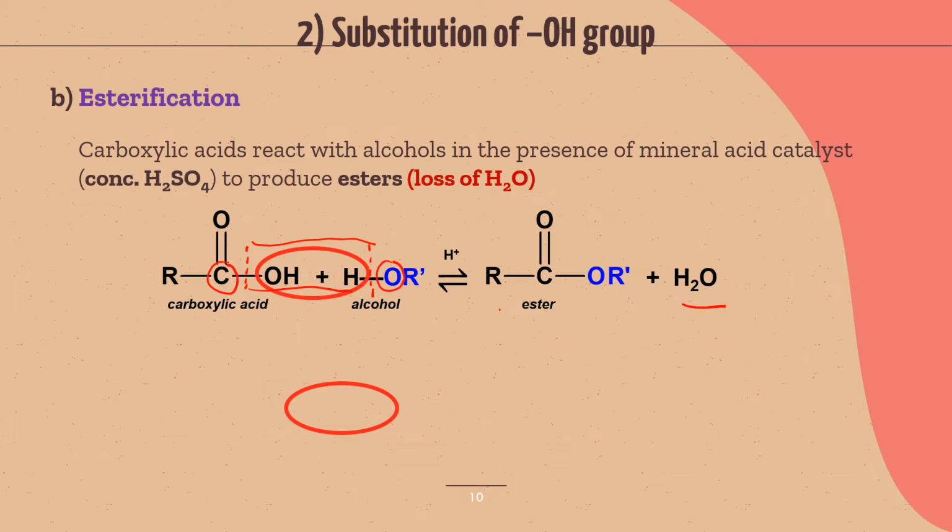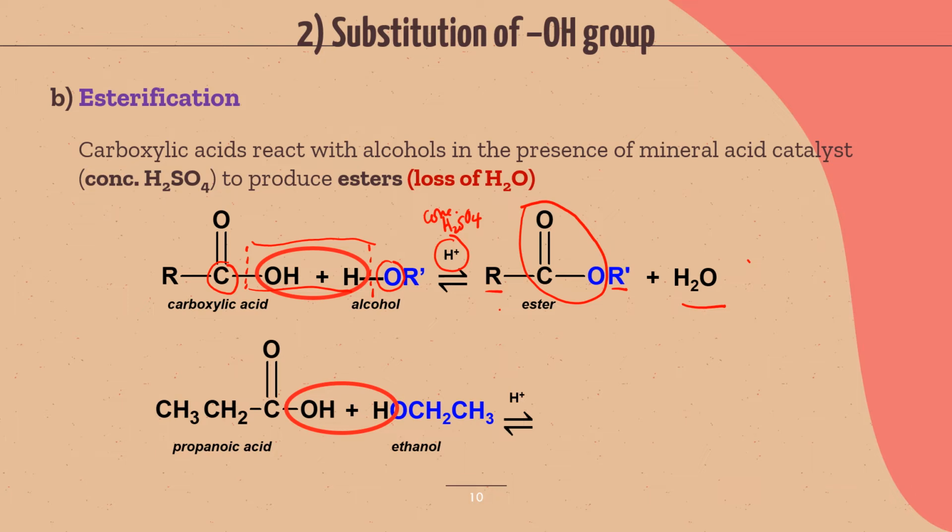Okay, so by having C double bond O di tengah-tengah bonding diapit oleh 2 C, so this will give you the ester. Okay, and not to forget, this reaction mesti berlaku dalam keadaan kehadiran mineral acid. So you can write sebagai H plus ataupun you may write sebagai concentrated H2SO4. Okay, so in this example, kita ada propanoic acid dan juga ethanol.